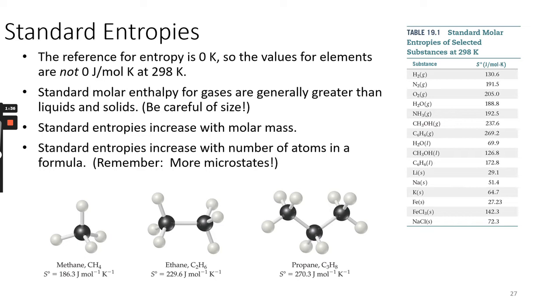Standard entropies increase with molar mass. So the higher your molar mass, the higher your entropy. Standard entropies increase with the number of atoms in a formula, because when you have more atoms in a formula, you can arrange them in more ways and have more microstates. So if you see down here, you have methane, and here's the entropy for methane. Ethane, you now have more atoms, higher entropy, and finally propane.